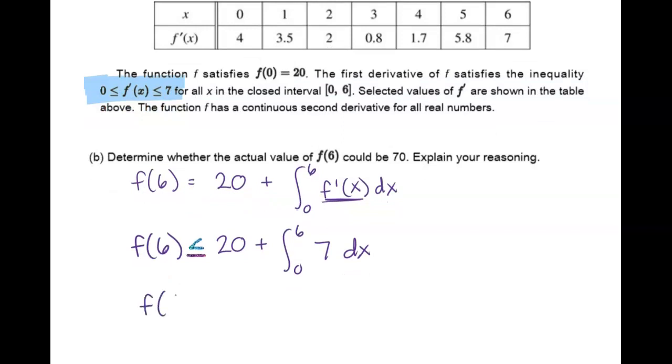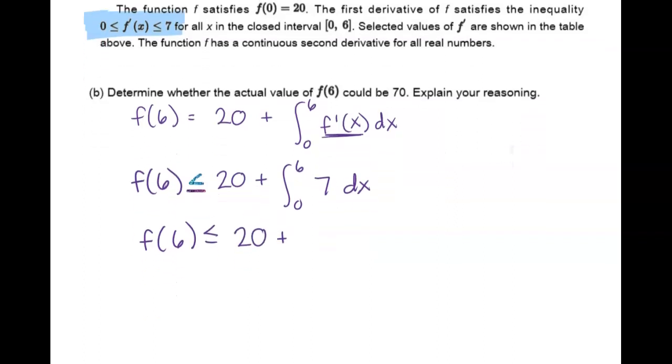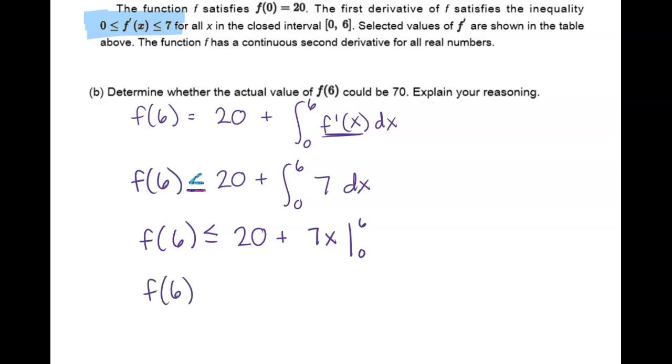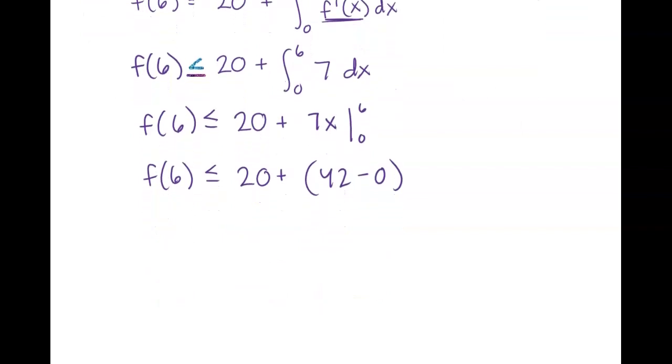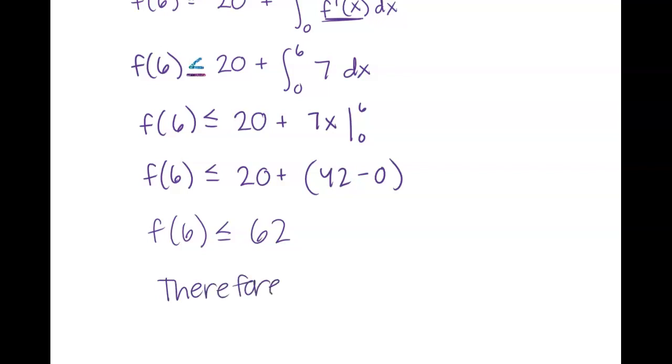So f of 6 is less than or equal to 20 plus, now if we take the integral, 7x from 0 to 6, well, 7 times 6 is 42, 7 times 0 is 0. So f of 6 is less than or equal to 20 plus 42, which is 62. Therefore, f of 6 can't equal 70. And then we're all set.